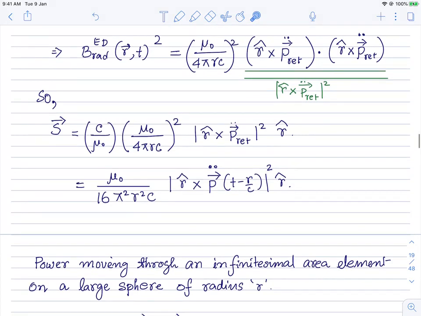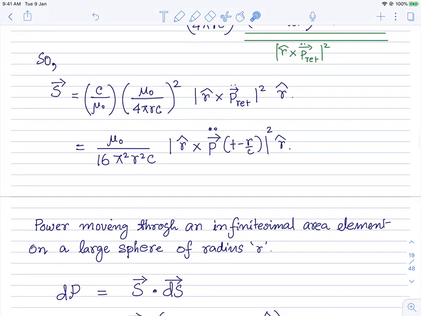Yeah, I mean, that's the exercise. For the Poynting vector, you find the mod of this vector square, and it is pointed along the r hat direction for the radiation fields. The way the radiation fields are arranged, this Poynting vector always points along the r hat direction. Okay, for the dipole.